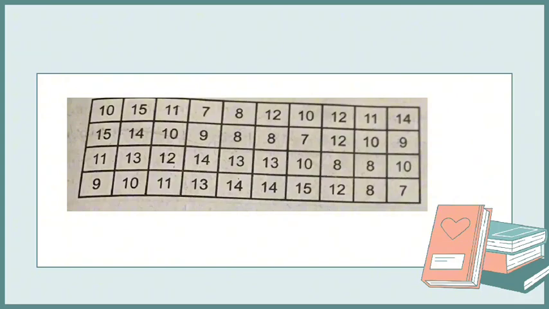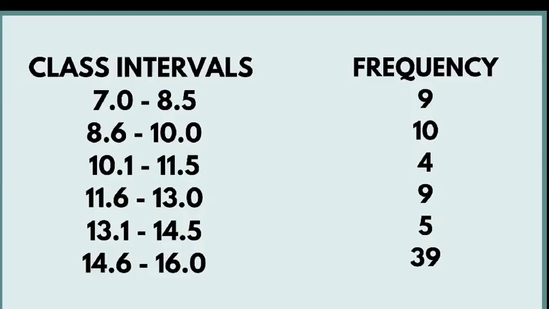Next, tally the numbers in each category based on the number of times it appears. Finally, write the frequency in the final column. Now, here is the final outcome of a frequency distribution table of XAS company. Next, we will be making a histogram.